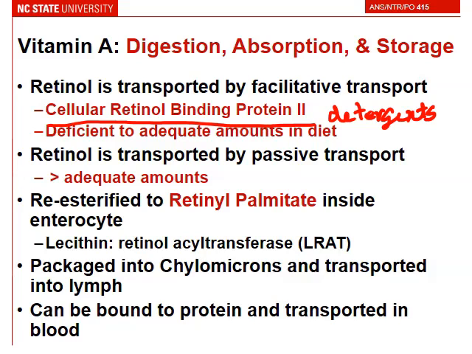However, once you have high levels, so if we start getting into taking supplemental vitamin A, for instance, anything greater than adequate amounts, we're going to be able to have our retinol pass by passive diffusion. So it's passively going to pass through our enterocyte cell membrane and go into the cell. So this is where we can get toxic amounts.